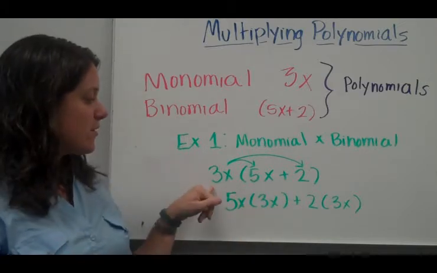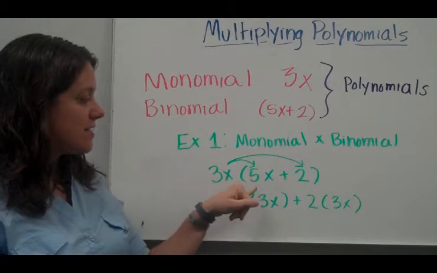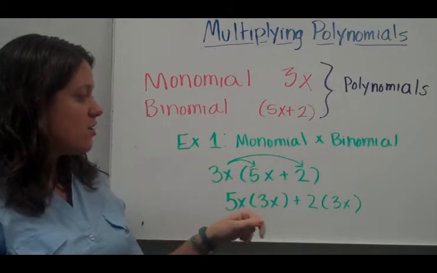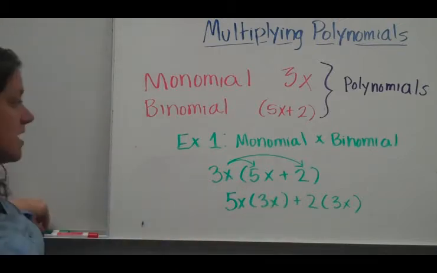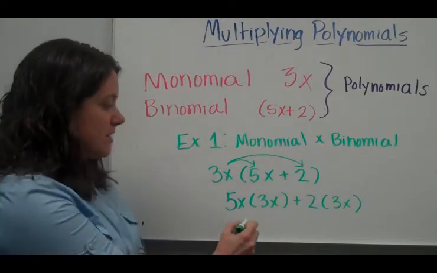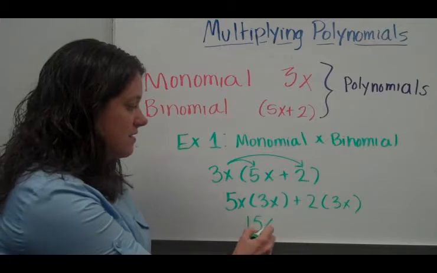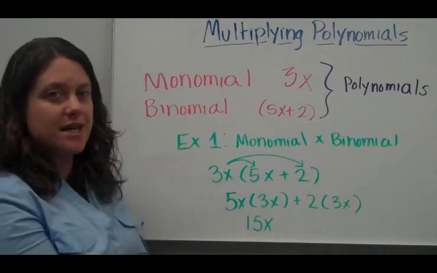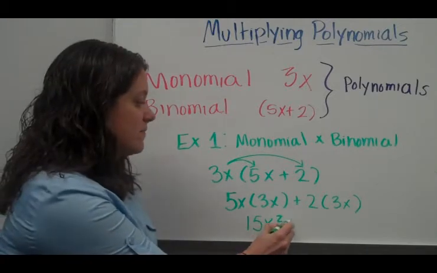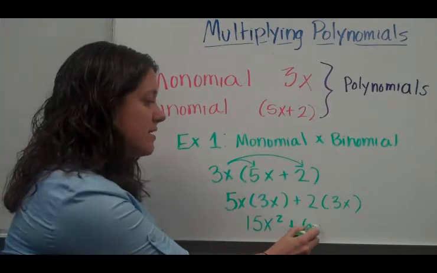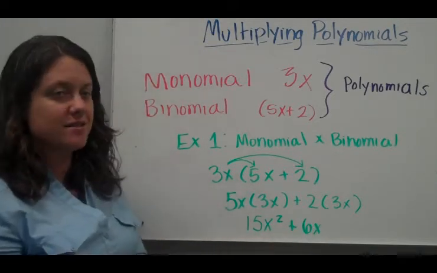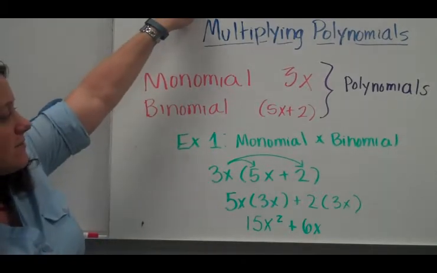So you multiply by the first one, so that would be the 5x times the 3x. And then you multiply it by the second term, so the 2 times the 3x. And so then your final answer, when I multiply these, I have 15. And since I have x times x, that's x squared. And then I have 2 times 3x, so that gives me 6x. Alright, moving on.